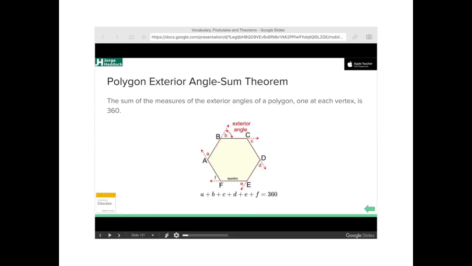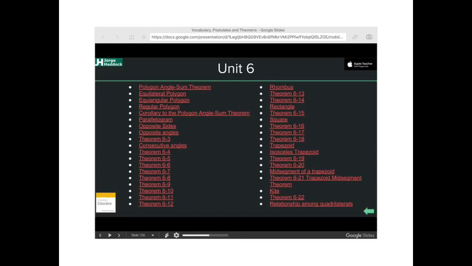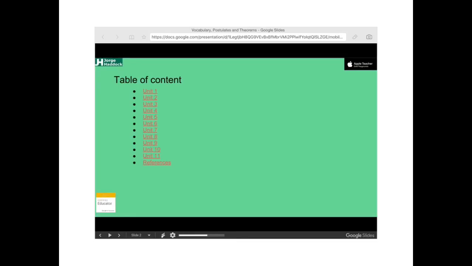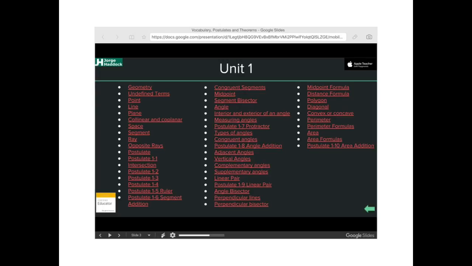My next one is the polygon exterior angle theorem. The sum of the measures of the exterior angles of a polygon, one at each vertex, is 360. If it's a regular polygon, then I'm just going to divide 360 by the number of sides to find how much each angle is. But before that, I need to go back and go over the definitions that we have on Unit 9.